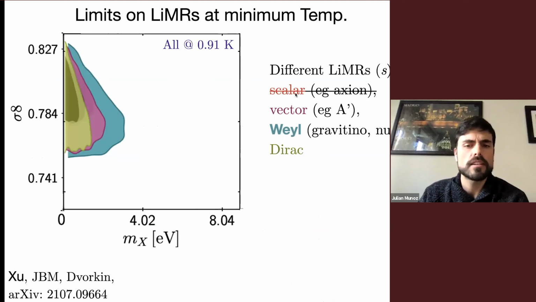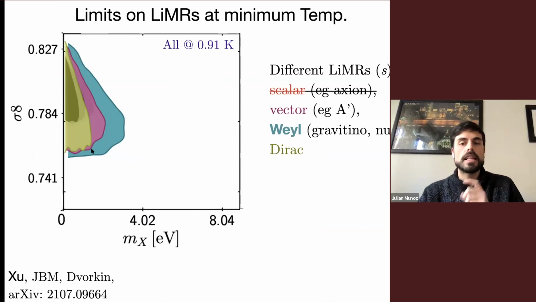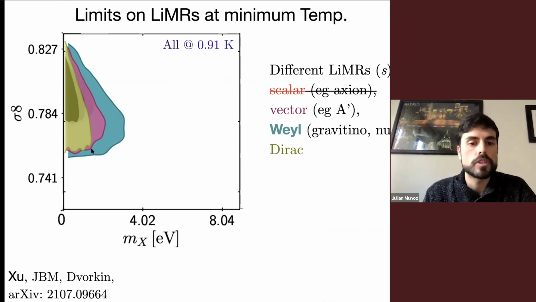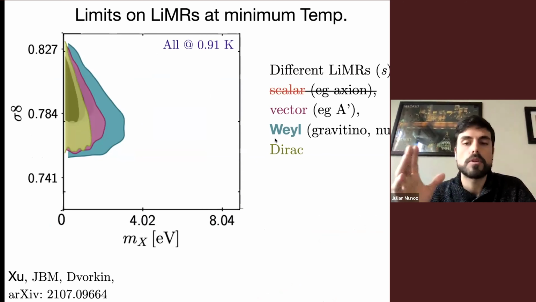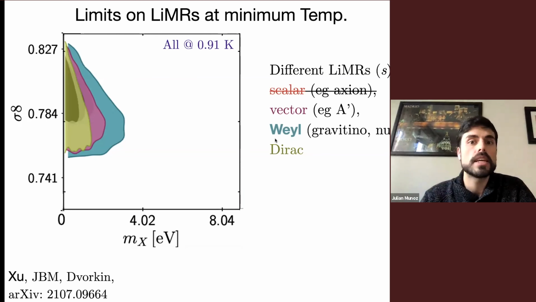I'm not going to show the scalar because the limits are very weak. They go up to 10 eV. So the data doesn't seem to want to rule out a scalar. But you have all these limits for all these particles. And the case that is perhaps the most interesting is the case of the gravitino. The gravitino would be a Weyl fermion. And if it was stable and the last relic to decouple from the SUSY sector, it would actually be at 0.91 Kelvin.